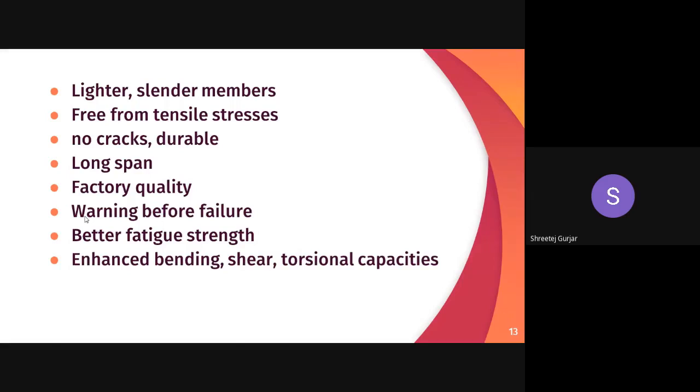So because of this compressive action, which is developed because of these tendons, it will enhance the bending, shear and torsional capacities of a beam. So very win-win situation here.